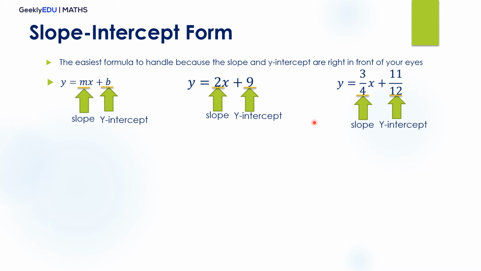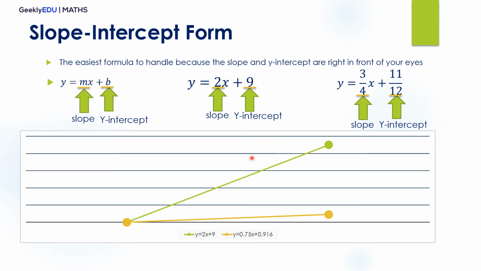Does not take long. If I were to graph these two lines on the same graph, we'll do that right now. So this green line is our y equals 2x plus 9 equation, and this orange line here is our y equals 3/4 x plus 11/12 line. As you could tell, I wrote it in decimal form, but remember, fractions and decimals are equivalent as long as the value is the same. So I can interchange them at any time, it's the exact same thing.